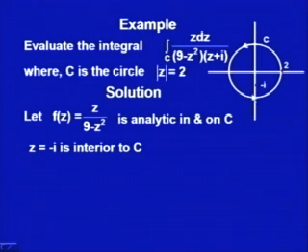So, now we have a function f(z) which is analytic on a closed contour and within it, and z naught, that is minus i, is a point which is interior to the contour C. Then the integral along that contour C of f(z) upon z minus z naught can be given as 2 pi i f(z naught). So, now we can use it.